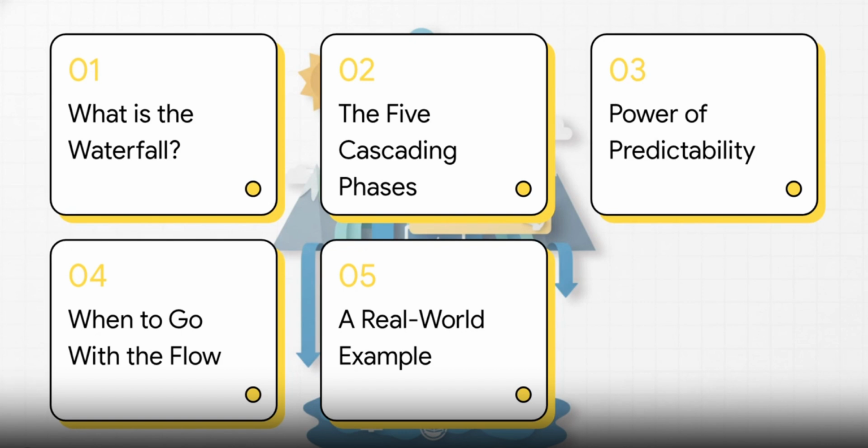So, what's on the docket? First up, we're going to get to the heart of what the waterfall model actually is. Then, we'll walk through the 5 distinct phases that, well, cascade from one to the next. We'll talk about its superpower, predictability, and figure out the exact kinds of projects where it really shines. And to wrap it all up, we'll see it in action with a real world example. Sound good? Let's dive in.